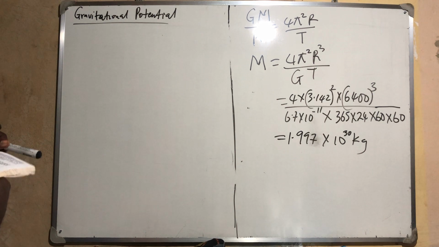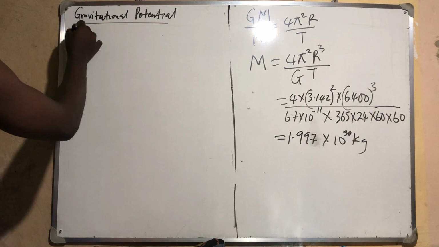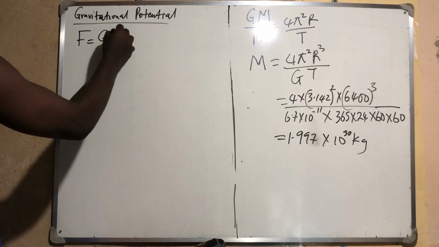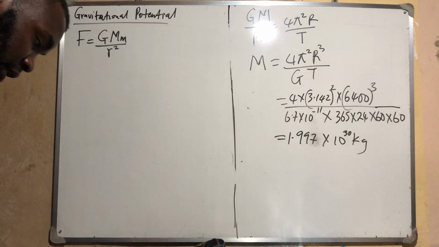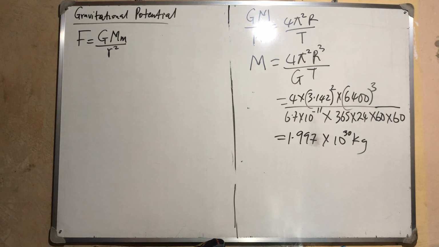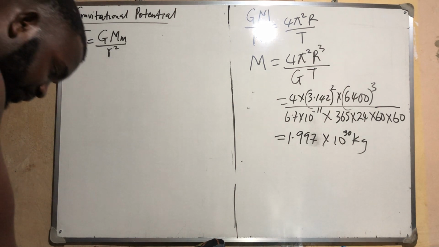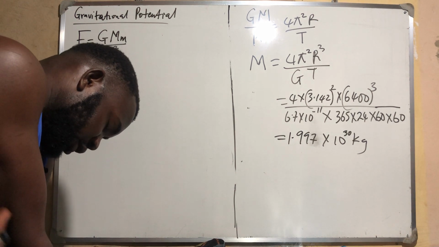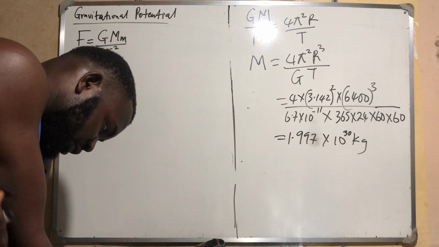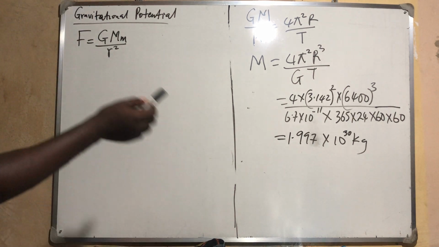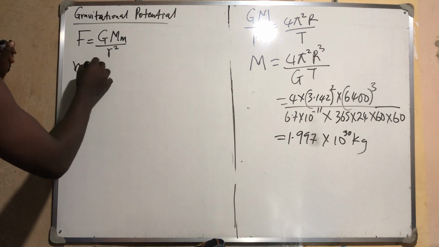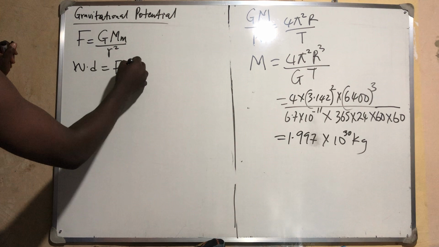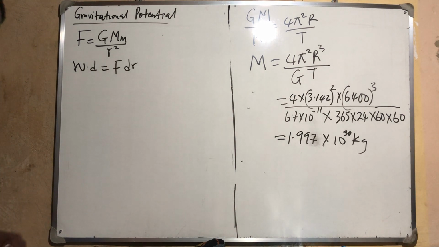Okay. First, the force on a mass m at the position r is given by this. So I know that my F is equal to G M m all over r squared. Okay. So we want to calculate the work done. And don't forget that work done is force times distance. So work done is equal to force times the change in the distance.